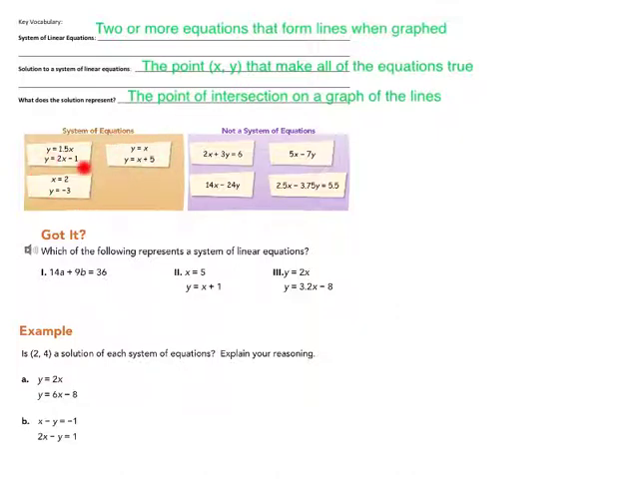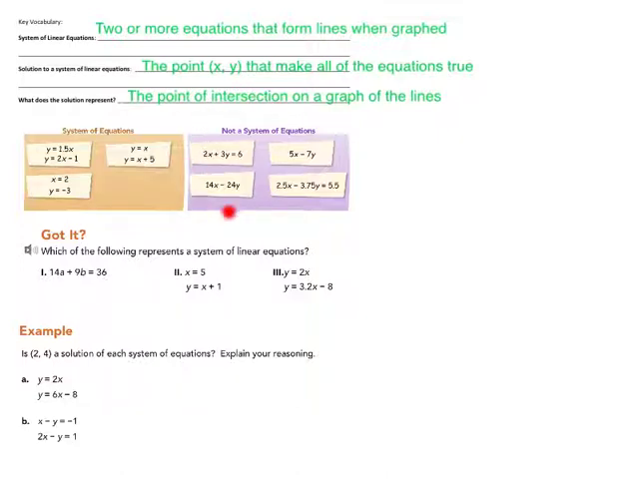Now these we have talked about already. If you just have x equals a number, then that means it's a vertical line, which goes up and down. If we just have y equals a number, it's a horizontal line. So this is also a system of linear equations.